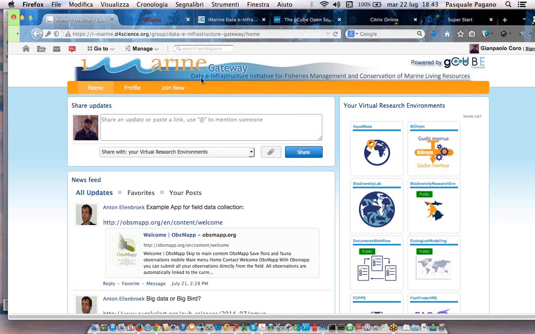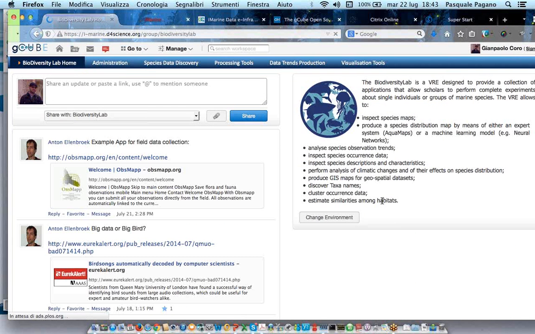This is the iMarine gateway, in which you can find several virtual research environments, each one collecting a different subset of our community. One of these is the biodiversity lab that we also use for our training classes.